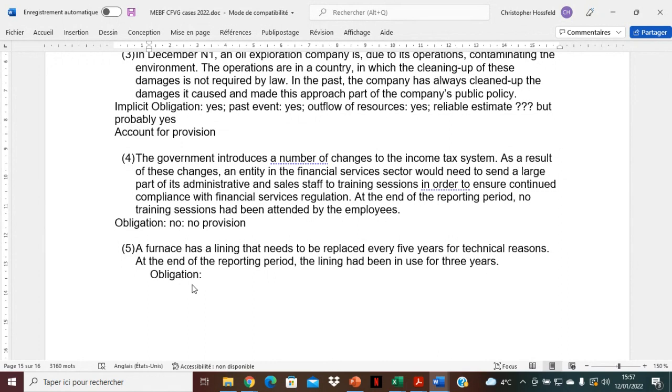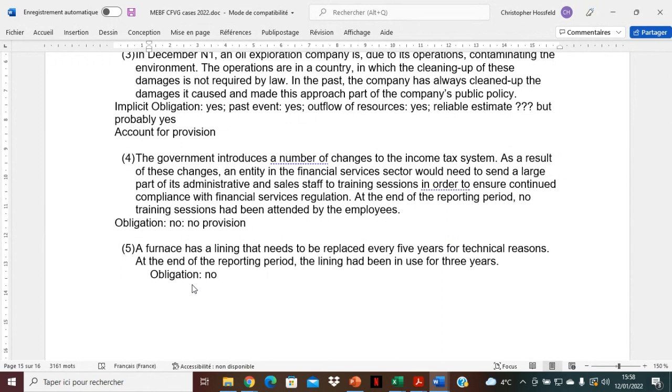Do I must replace the lining every 5 years? Is this mandatory? Implicitly, explicitly? You tell me yes, but why? Is this my only possibility? Or do I have alternatives here? Am I obliged to change the lining? Well, no.